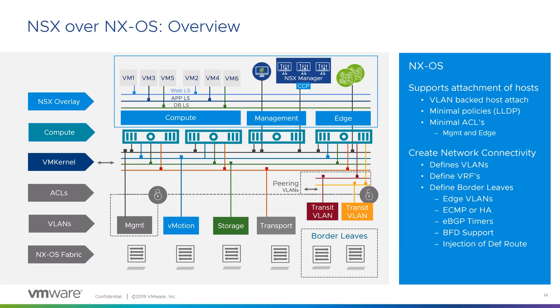Therefore, the VLANs you see underneath that we prescribe for communication are those 4 infrastructure VLANs: management, vMotion, storage, and of course transport. And at the edge, we have a pair of transit VLANs for communication of routed services.